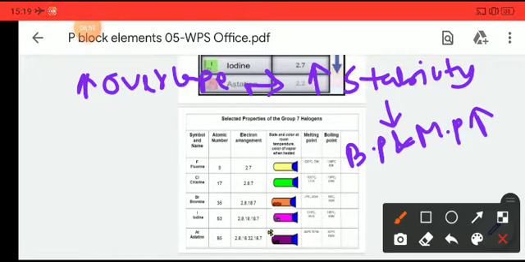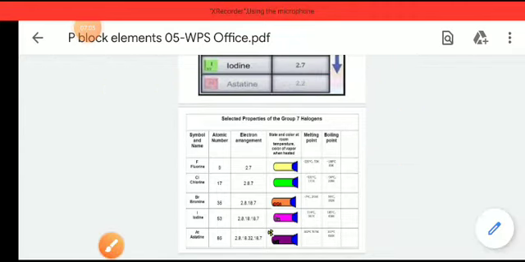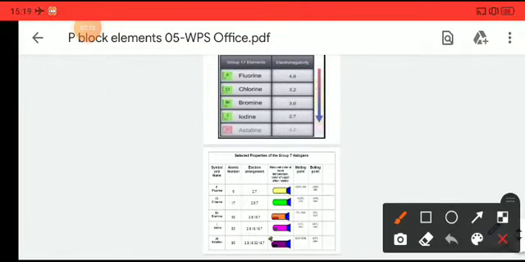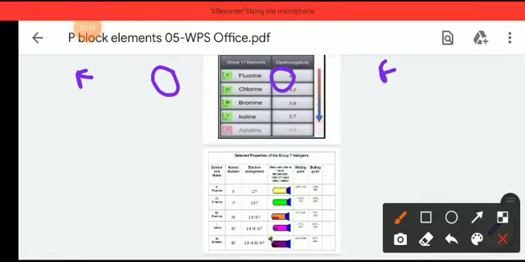So what happens in case of covalency? We need the elements to overlap. Going from top to bottom, suppose this is the size of fluorine. In case of fluorine, these are 2 fluorines, but there is no overlap, because they are separated by a big distance.